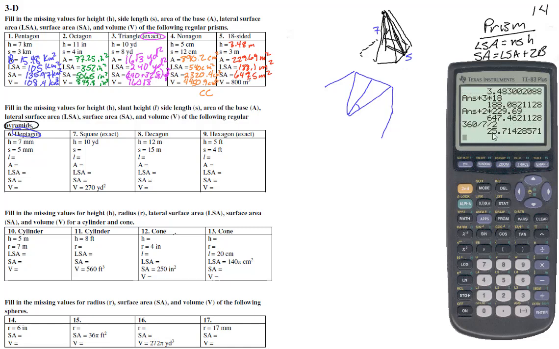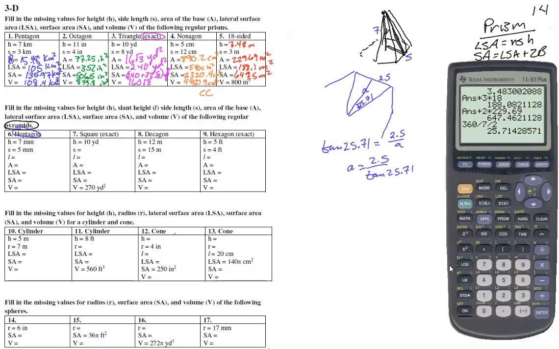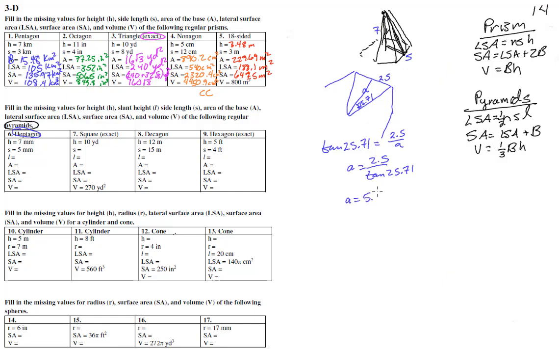There we go. So 25.71. That's what this angle here is, 25.71. Here's the apothem, and the side length is a 5. That means we have a 2.5 here. So the tangent of 25.71 equals 2.5 over A. A equals 2.5 over the tangent of 25.71. So 2.5 divided by the tangent of 25.71, what does that equal? Ooh, the apothem is 5.19. That's going to be good.